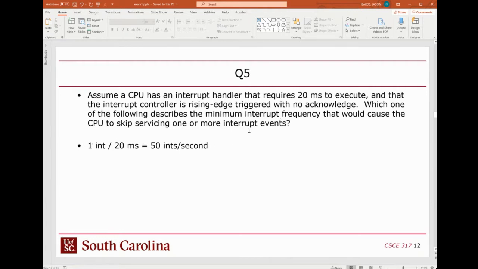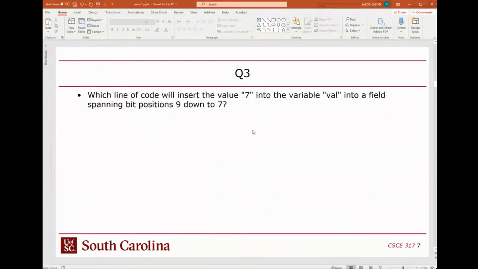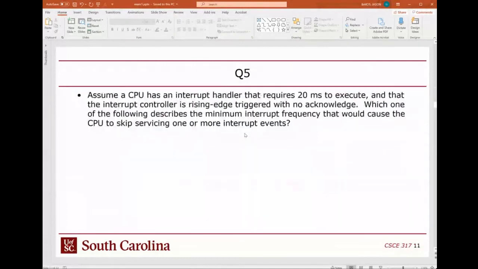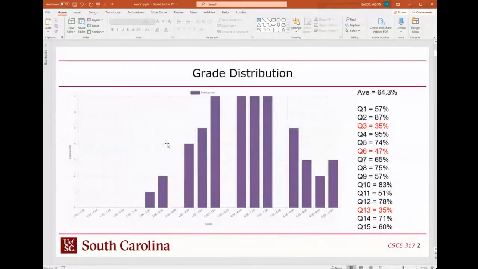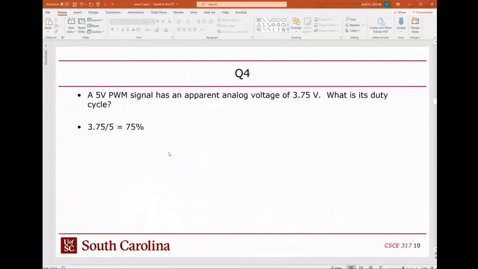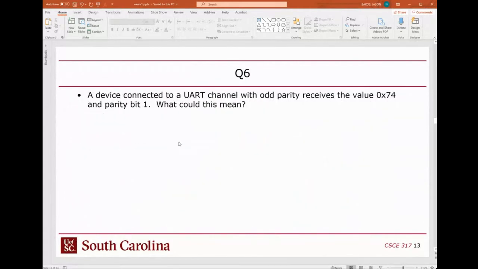So that was basically 1 divided by 20 millisecond. Yeah, 1 divided by 0.02, 50 interrupts per second. So that was question 5. That was 74. That was pretty easy, it looks like.